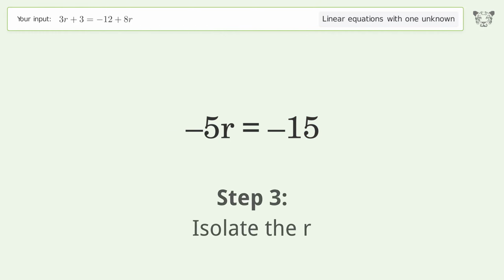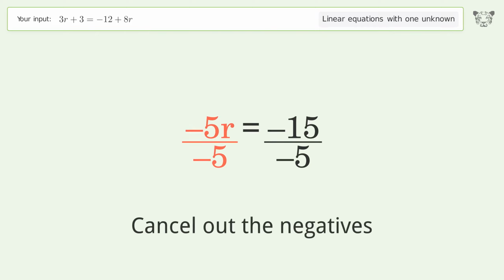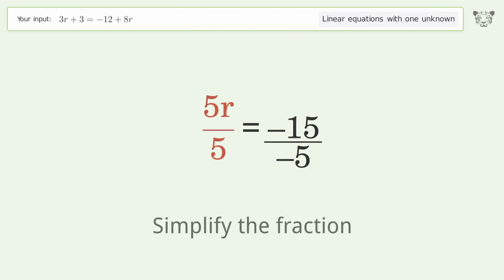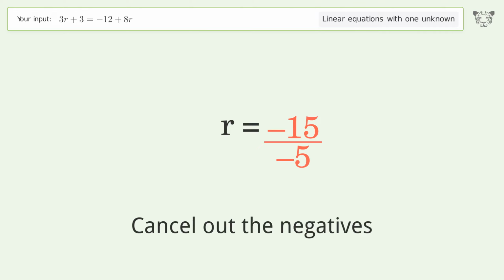Isolate the r. Divide both sides by -5. Cancel out the negatives. Simplify the fraction. Cancel out the negatives.